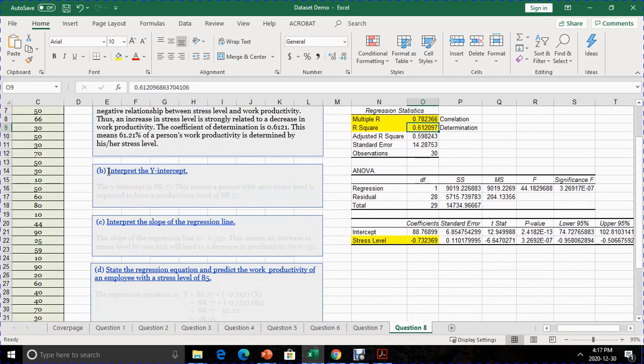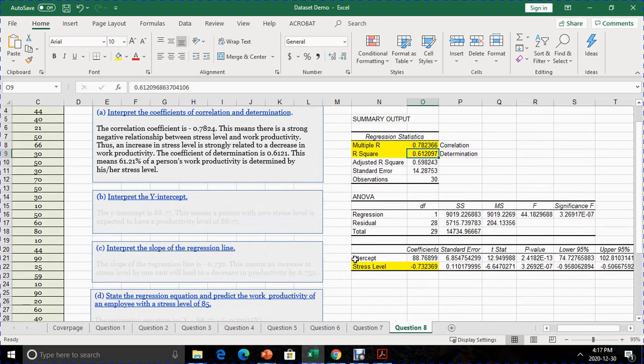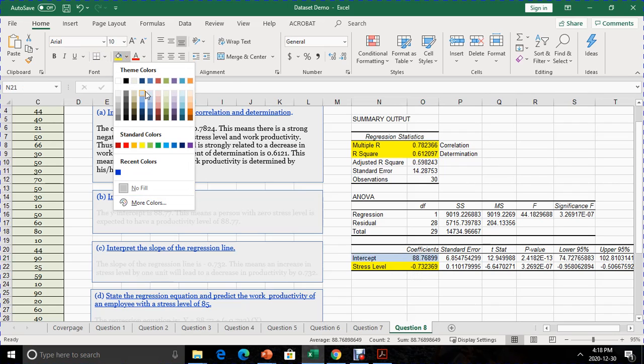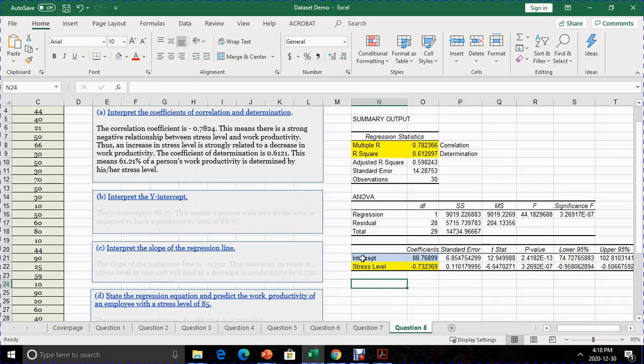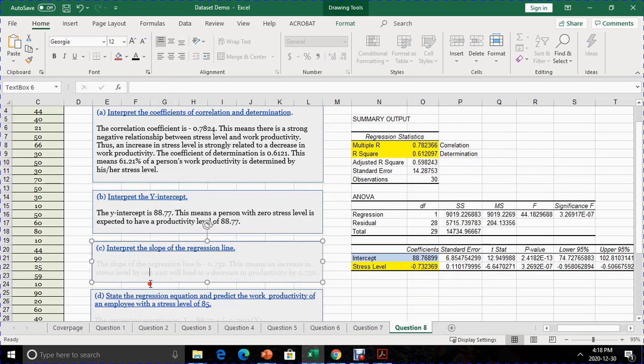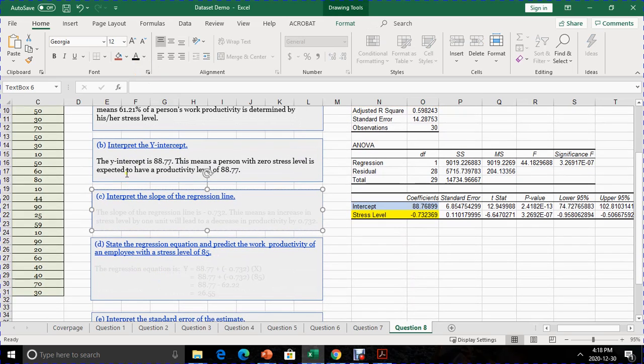The next question asks to interpret the Y-intercept. The Y-intercept is given as this value. Our Y-intercept, which is stated as intercept, is 88.76899. Right, so we round to 2 decimals, so that should be 88.77. So the interpretation of the Y-intercept is that the Y-intercept is 88.77.